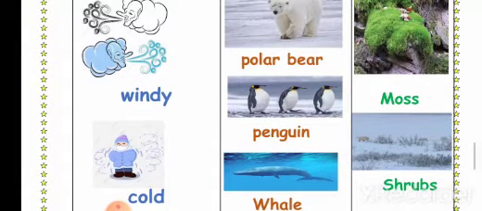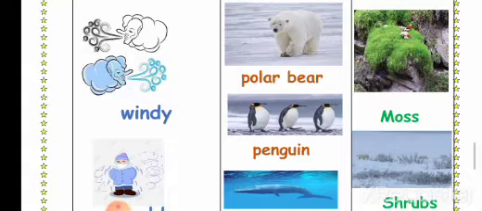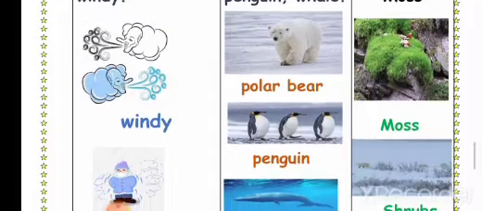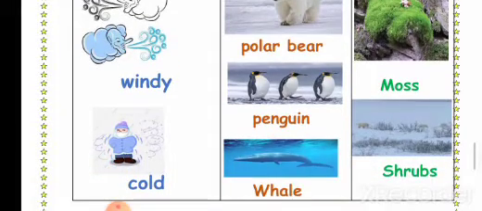So, junior 3, the polar habitat is where ice covers a large amount. The weather in the polar habitat is windy and cold. The animals that live in the polar habitat are polar bear, penguin, and whale. The plants that are found in the polar habitat are moss and shrubs.